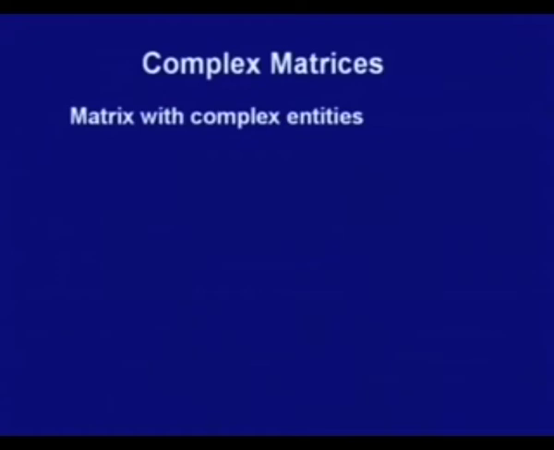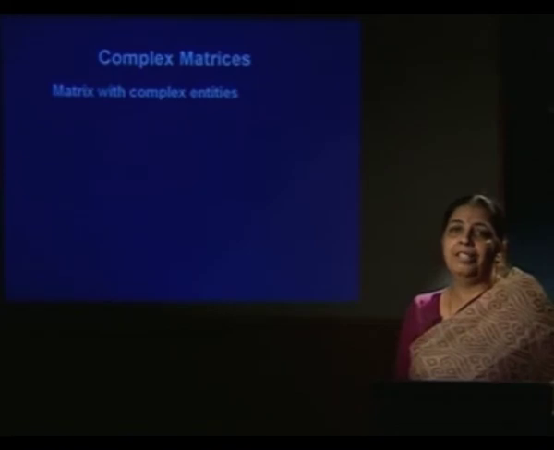Now, the similar result can be obtained for lower triangular matrices. That means, sum of two lower triangular matrices is a lower triangular matrix, and product of two lower triangular matrices is also a lower triangular matrix.